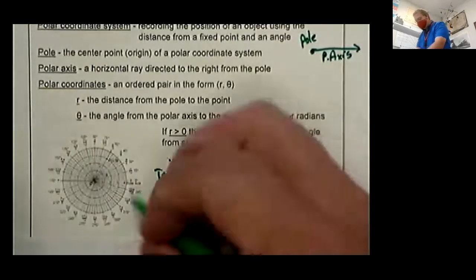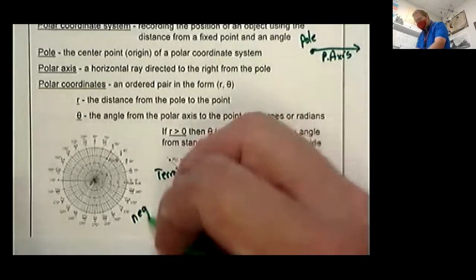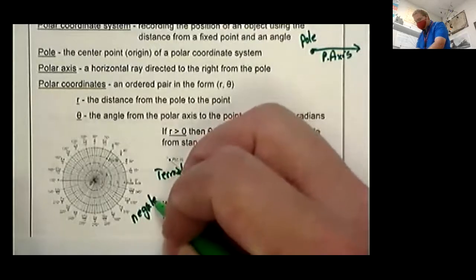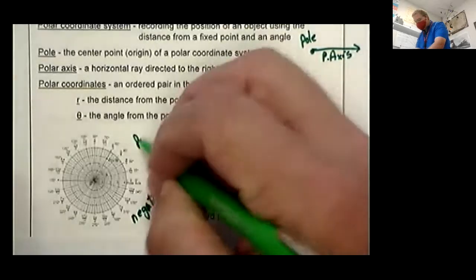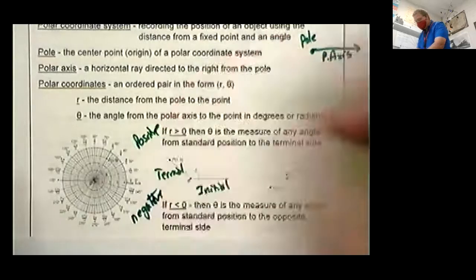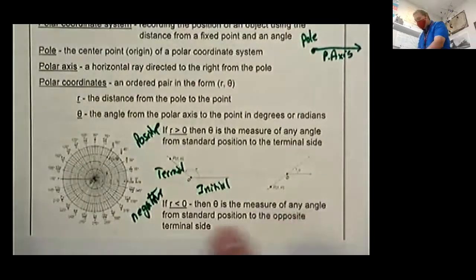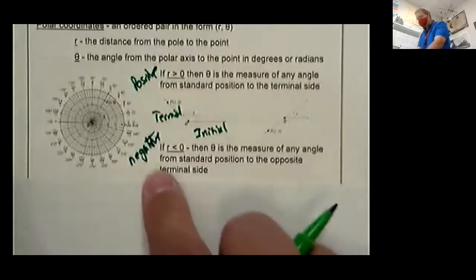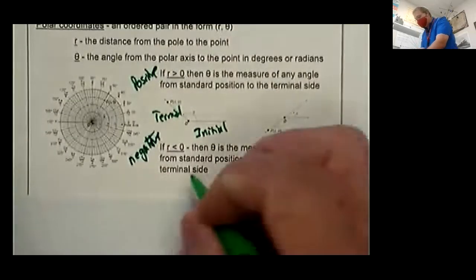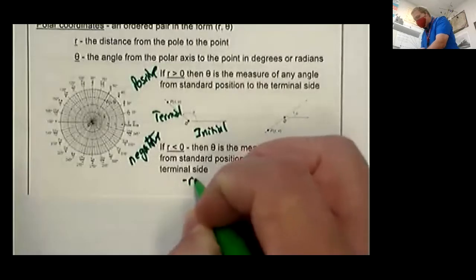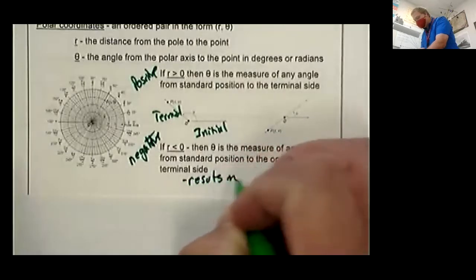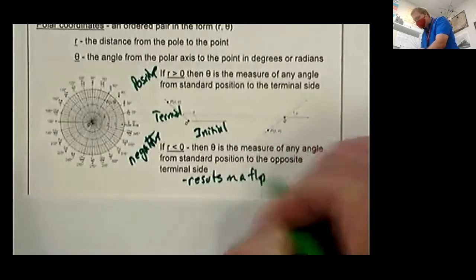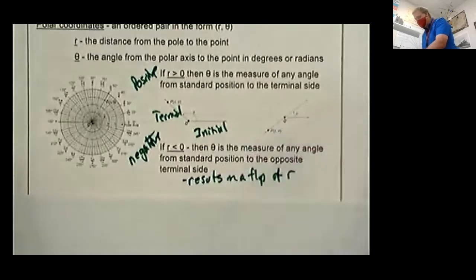If r is less than 0, then theta is the measure of any angle from standard position to the opposite terminal side. And so actually what we're going to see, if r is negative, it's going to result in a flip. We'll see how that works.